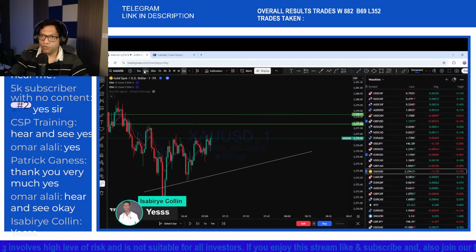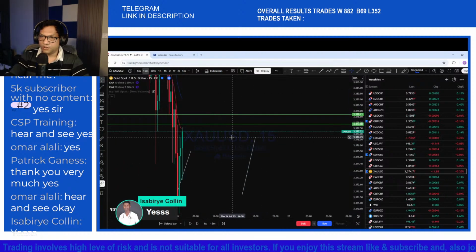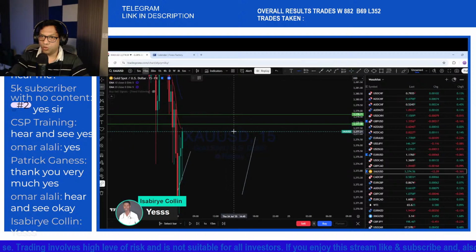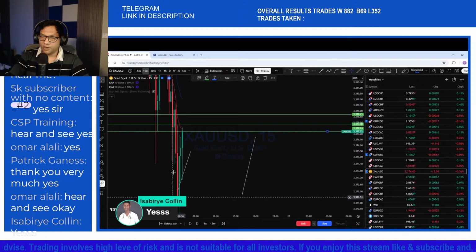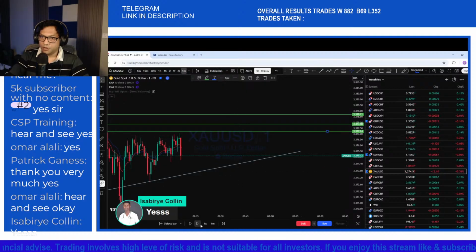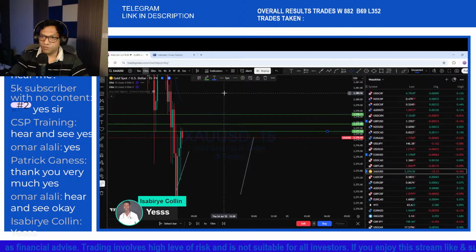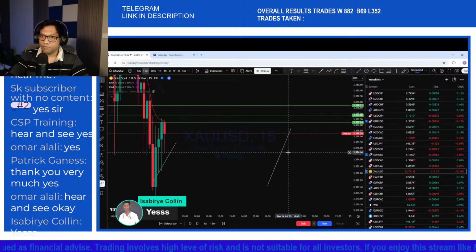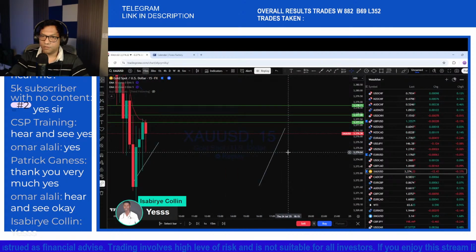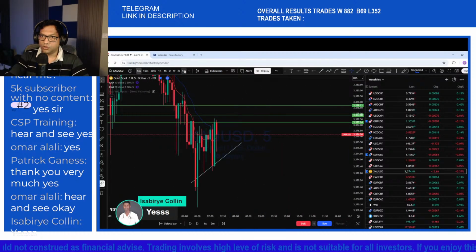So here, if you look at this, this is the 15 minutes price action where the new candle opened and then the market dropped. Okay, so it bounced back to the upside on the 15 minutes, and then rejected back again.